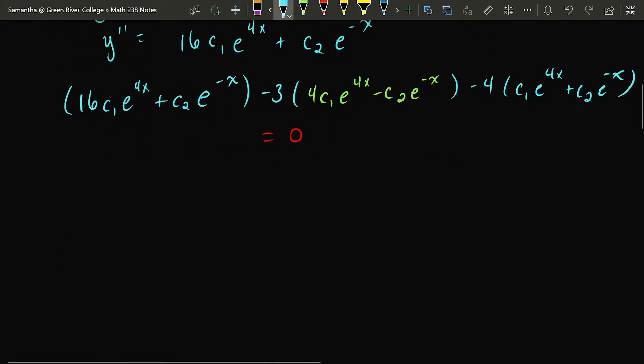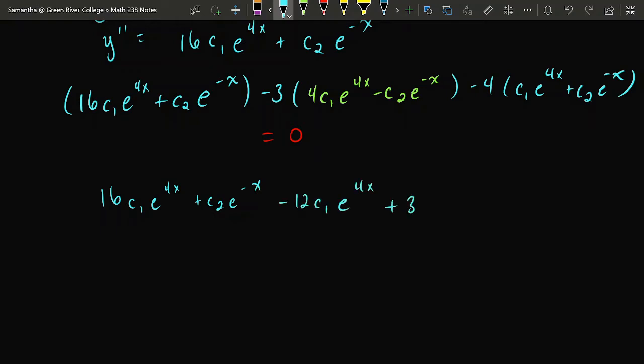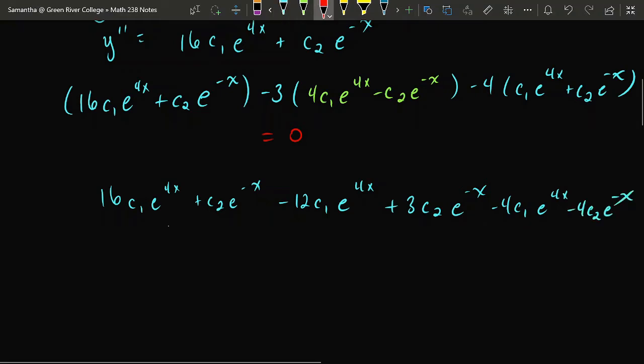Now, with a little bit of arithmetic, we find that we have 16 C1 e to the 4x plus C2 e to the minus x. We have negative 12 C1 e to the 4x plus 3 C2 e to the negative x, minus 4 C1 e to the 4x minus 4 C2 e to the negative x. All of that needs to be equal to 0.